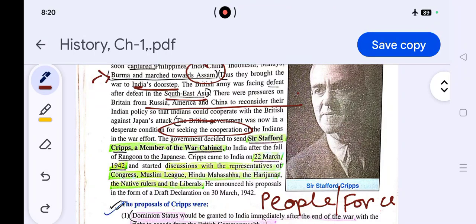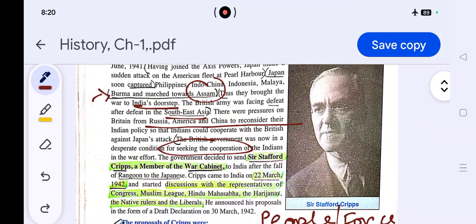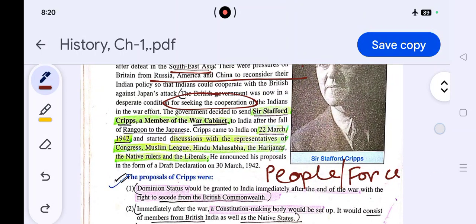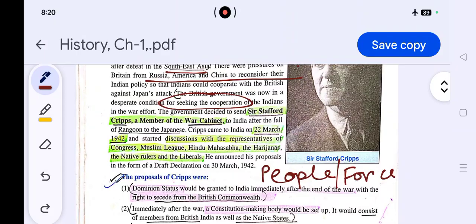The government decided to send Sir Stafford Cripps, a member of the war cabinet, to India after the fall of Rangoon to the Japanese. Cripps came to India on 22nd March 1942 and started discussions with the representatives of Congress, Muslim League, Hindu Mahasabha, the Harijans, the native rulers, and the liberals. So, he spoke to every class and every politically grouped people.